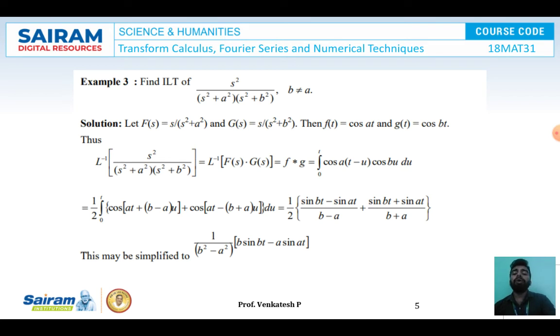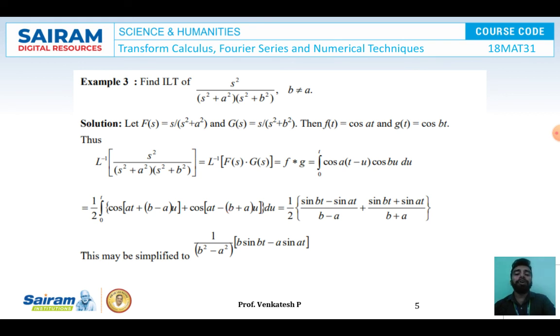So now taking the formula, Laplace inverse of s square by s square plus a square into s square plus b square will be equal to Laplace inverse of F of s into G of s will be equal to f star g. It is nothing but integral 0 to t cos of a into t minus u into cos bu du. So now to expand this one, I am going to use the cos a cos b formula. So after applying the formula, we got the equation 1 by 2 integral 0 to t cos of at plus b minus a into u plus cos of at minus b plus a into u into du.